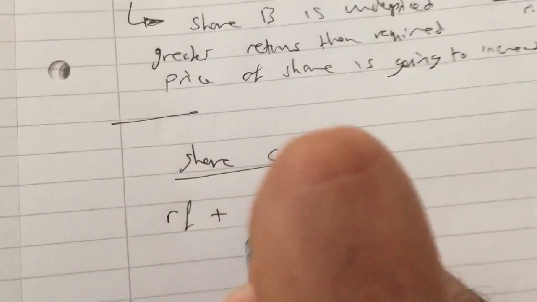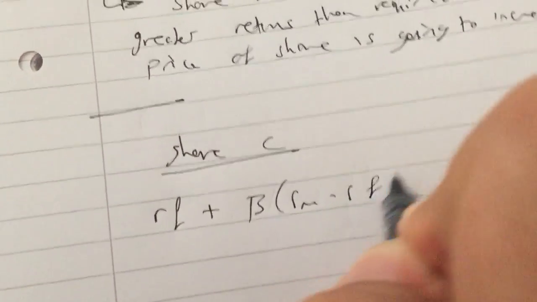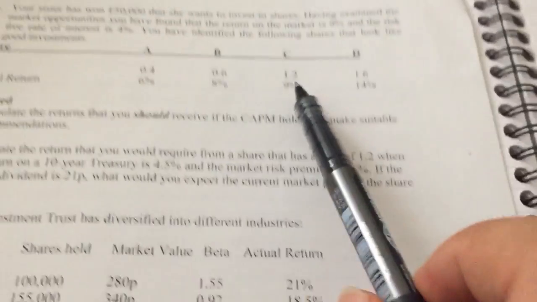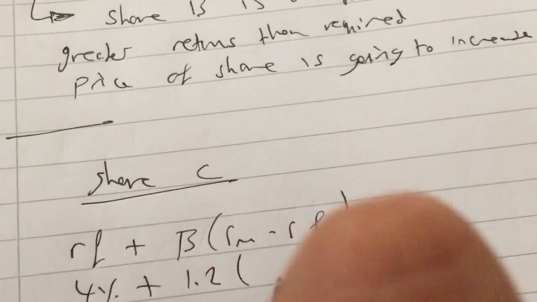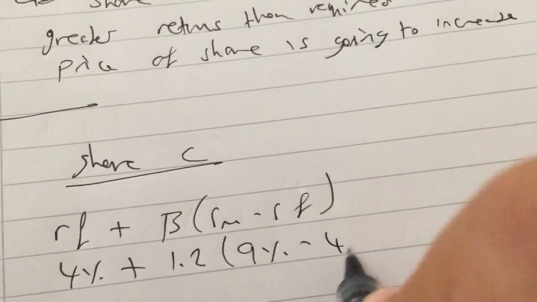Share C, looking at share C. Again, same formula, RF plus beta, RM minus RF. We know RF is 4%. Beta for share C is 1.2. RM is 9%. Remember that. RF is 4%. We know this from the question. Put it into the calculator.